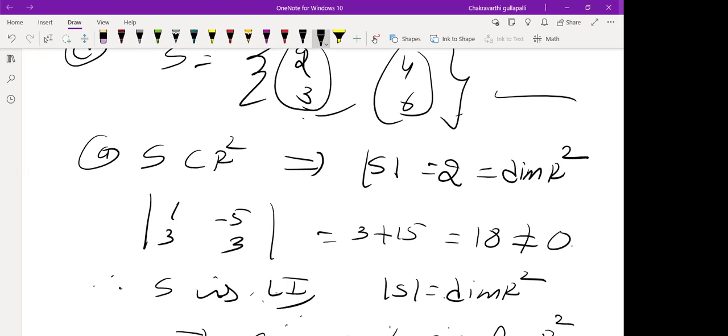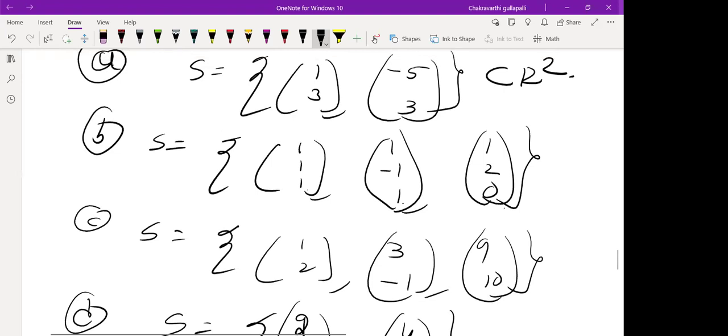How do you check independence? Either find the determinant or find the rank. Or, one is independent of the other if one is not a multiple of the other; using that also you can say, but here we cannot say. If they are not multiples, they are independent. Sometimes they may not be multiples, but still be dependent. Overall, the determinant may be 0. Here, when there are 2 vectors, we can say.